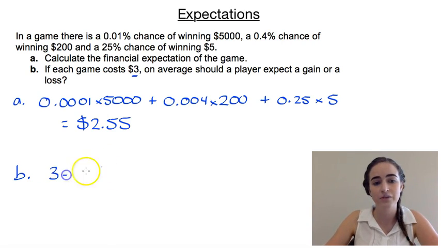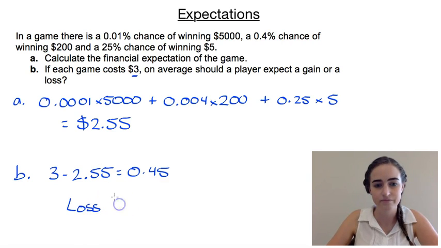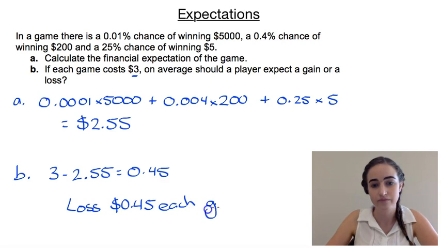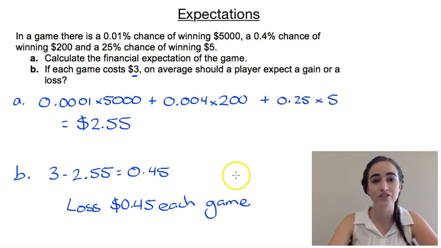Just to clarify, we'd go 3 minus the $2.55, which would give us the 45 cents. So a loss of 45 cents each game. Okay, so those are a few examples of financial expectations.